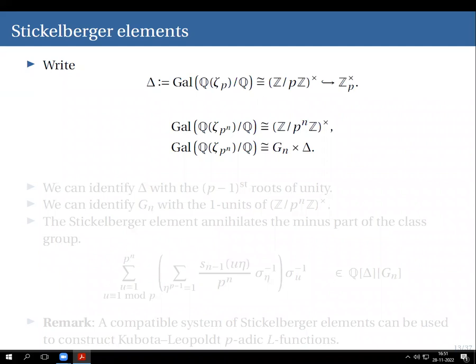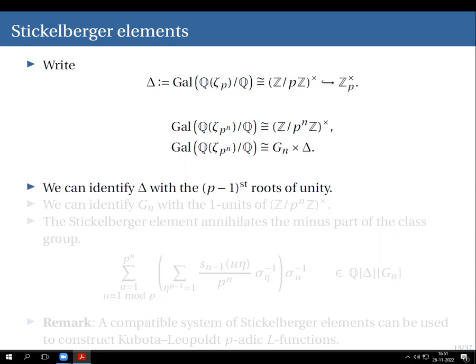Okay, so maybe one more algebra slide. The Galois group of Q(zeta_p) over Q, I told you, was (Z mod pZ) cross. And in general, the Galois group of Q(zeta_{p^n}) over Q is (Z mod p^nZ) cross. This is a cyclic group of order p minus 1 times p to the n minus 1. And so you can write it as a p-group times a cyclic group of order p minus 1.